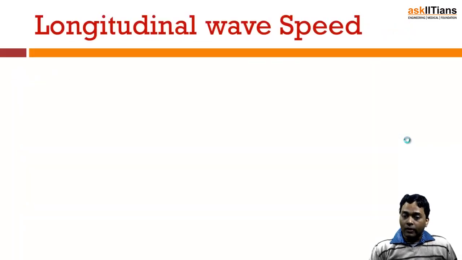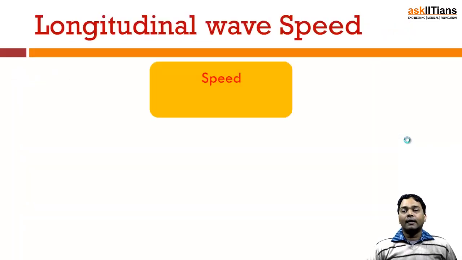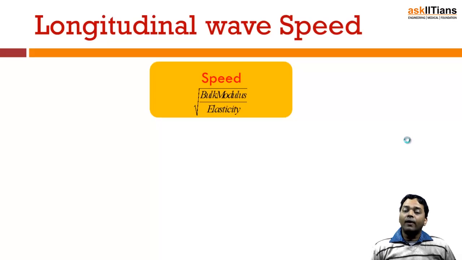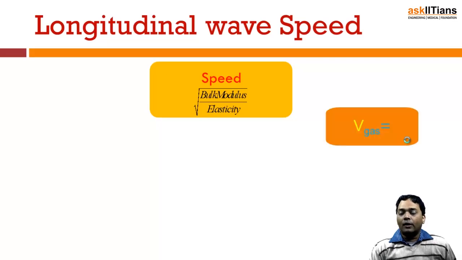Further, going ahead, if you have to understand what the speed of a longitudinal wave is, the speed of a longitudinal wave is defined as the square root of the bulk modulus over the density. Now, if we are talking about a gas, then there is also a Newtonian correction as gamma. So gamma talks about the elasticity of that particular gas: gamma times the pressure divided by the density.